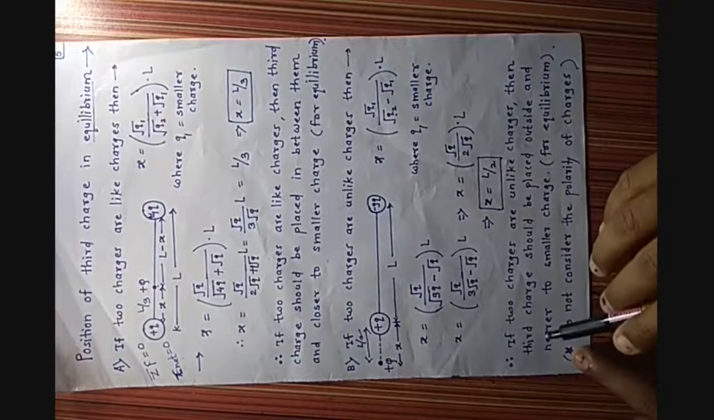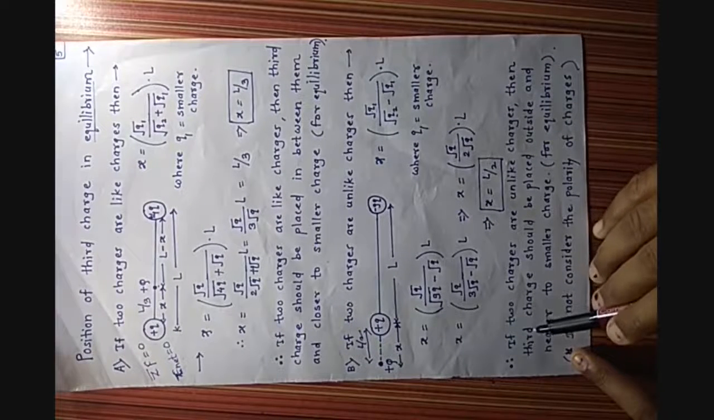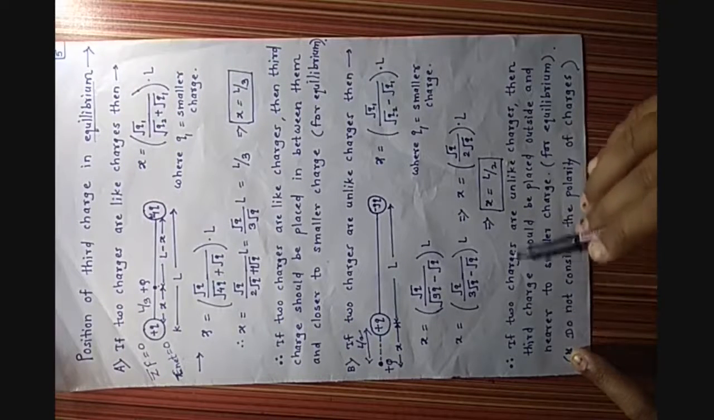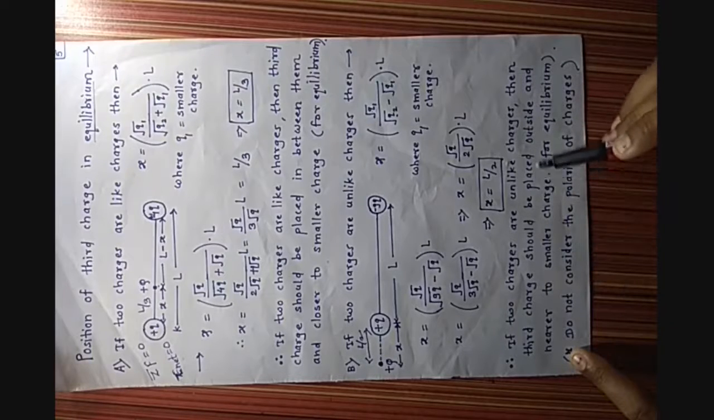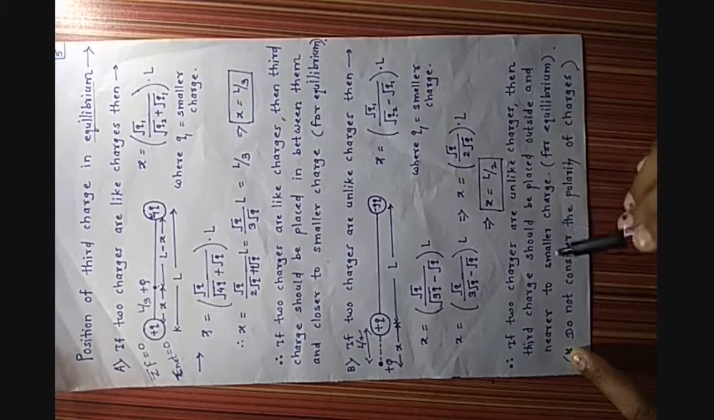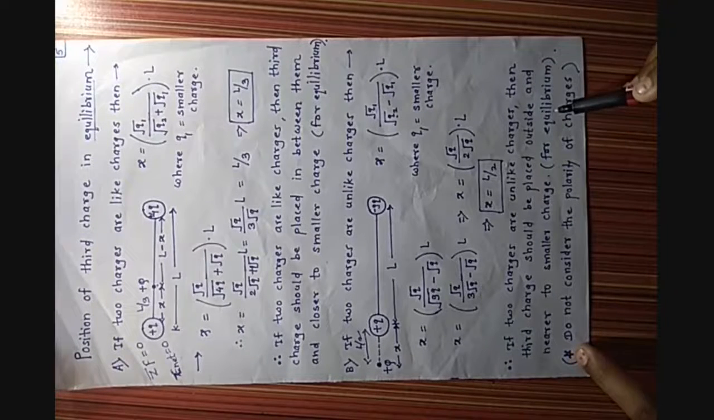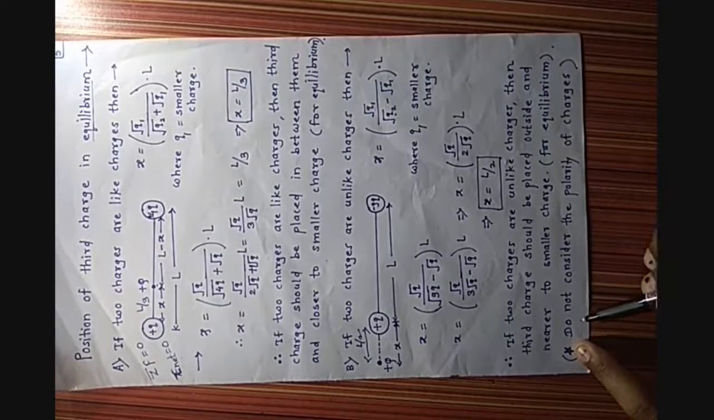So here, lastly, I have written these lines. If two charges are unlike charges, then the third charge should be placed outside and nearer to the smaller charge to get the equilibrium condition. And a special note, do not consider the polarity of the charges.